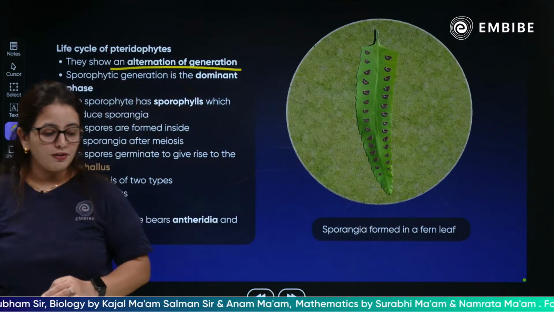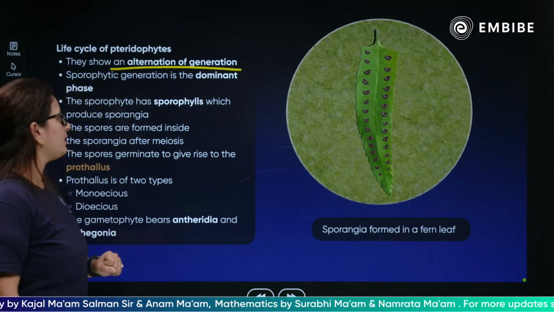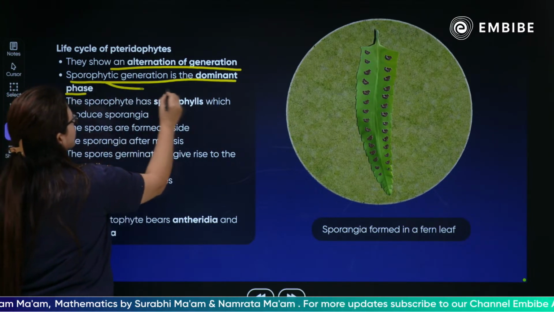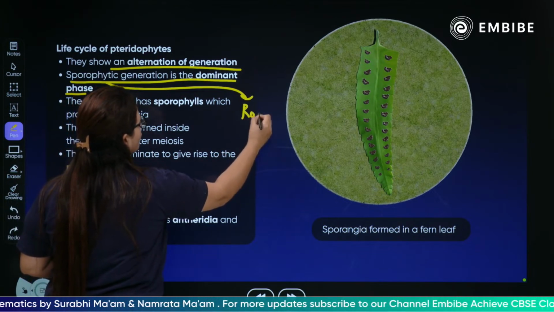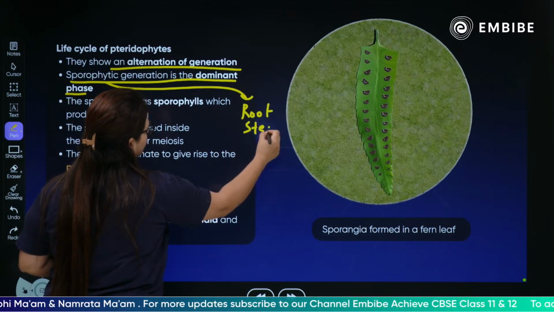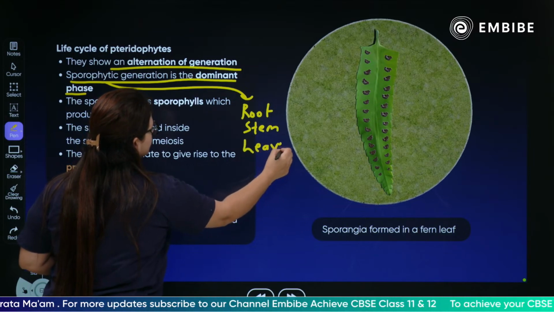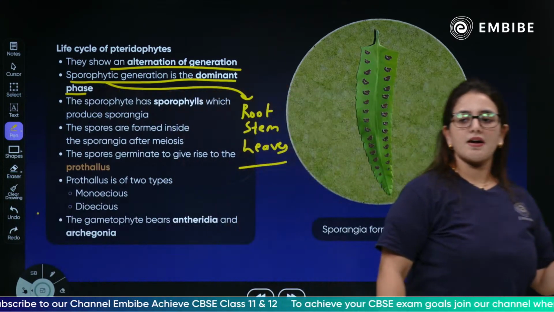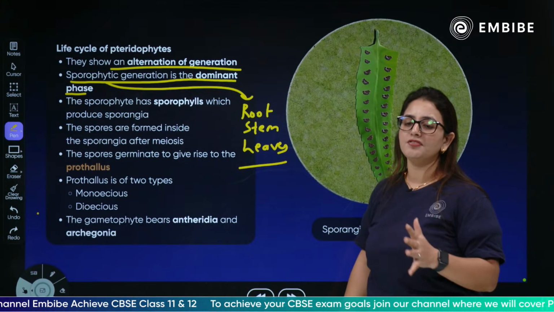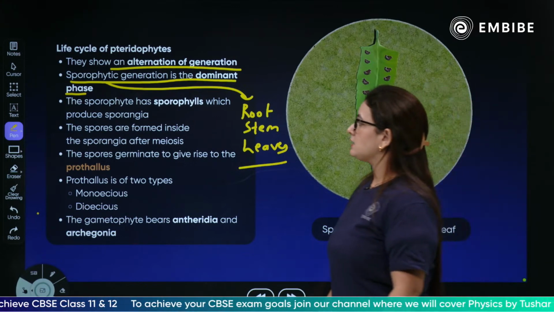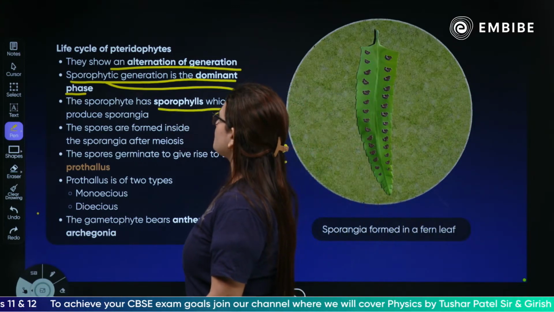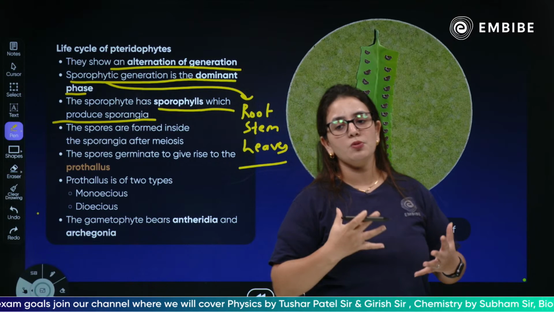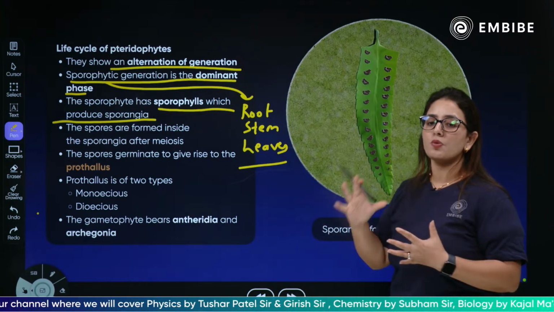Talking about the sporophyte of the pteridophytes, the sporophytic generation is the dominant phase. You know what the sporophytic generation is? It is divided into root, stem and leaves. Yes, this is the dominant phase of the pteridophytes. Next, the sporophyte has sporophylls which bear sporangia. Yes, the spores are produced by these sporophylls, and these sporophylls have sporangia.